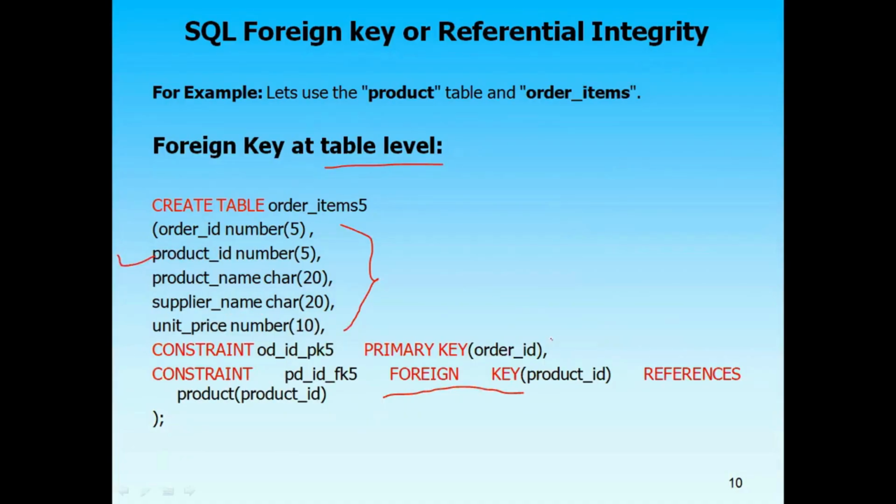So here we have created a primary key and foreign key, both the constraints at the table level, right? So here is how you can create the foreign key at the table level. My syntax is constraint name, foreign key. Now this additional keyword is there, that is foreign key. So which field of this table do you want to make as a foreign key?